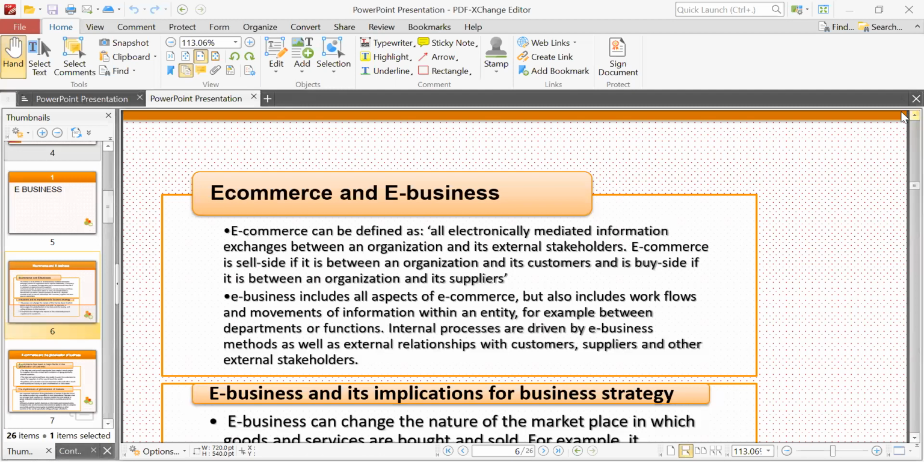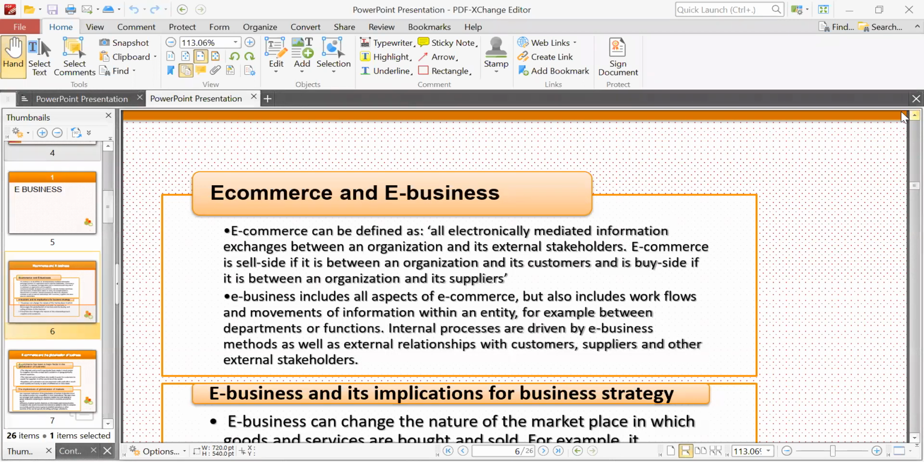E-commerce is sell side if it is between an organization and its customers. It is buy side if it's between an organization and its suppliers. Very simple differentiation. Sell side is between an organization and its customers because you are selling to your customers. Buy side is between an organization and its suppliers. That's the difference between buy side and sell side e-commerce.